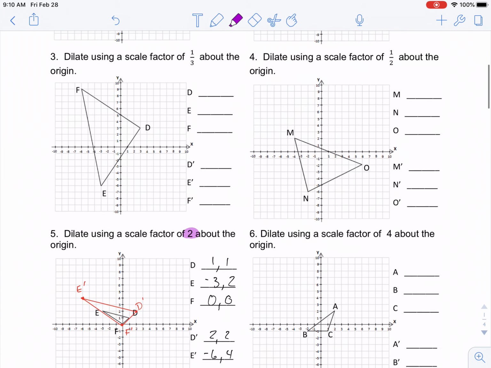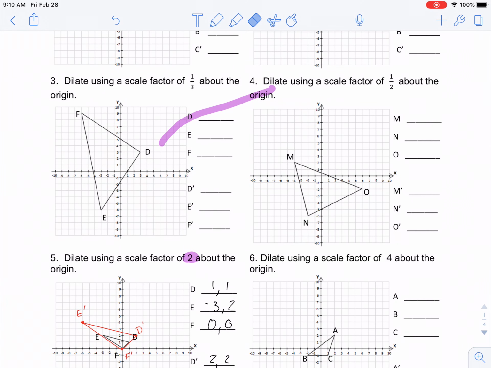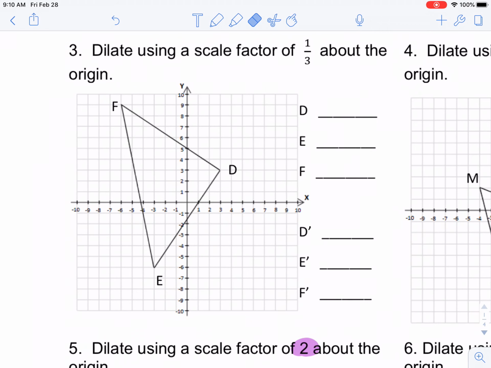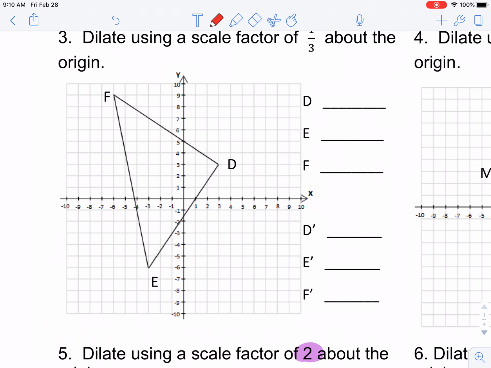Now looking at a scale factor that is less than 1, you're going to do the same thing except for D it is at 3, 3. And for E it is at -3, -6. And for F, it is at -6, 9. And so the first thing I'm going to do is look at the scale factor and find out, okay, it's 1/3. That means when it's a fraction, I can divide by 3.